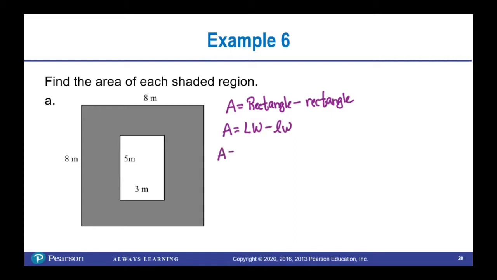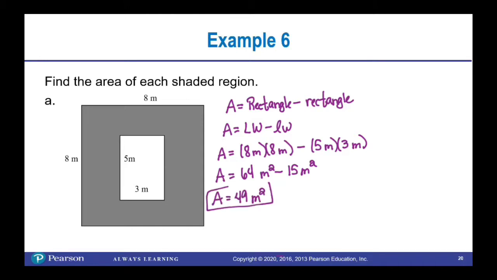The length and width of the big rectangle are both 8 meters, and the length of the little rectangle is 5 meters, and the width is 3 meters. 8 times 8 is 64, and we have square meters, and 5 times 3 is 15, and again we have square meters. These are like terms, so I subtract, and I end up with 49 square meters.